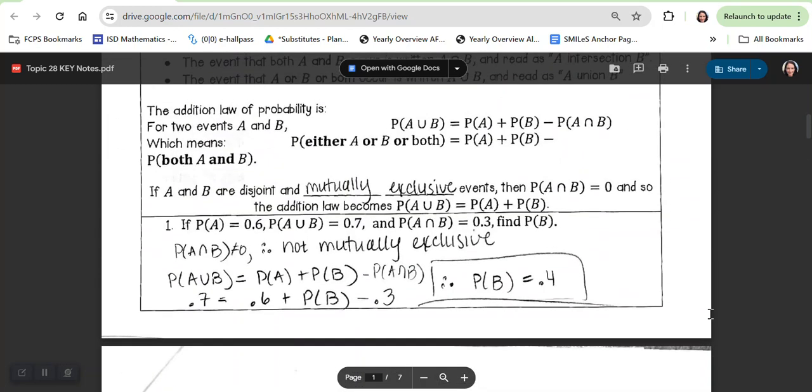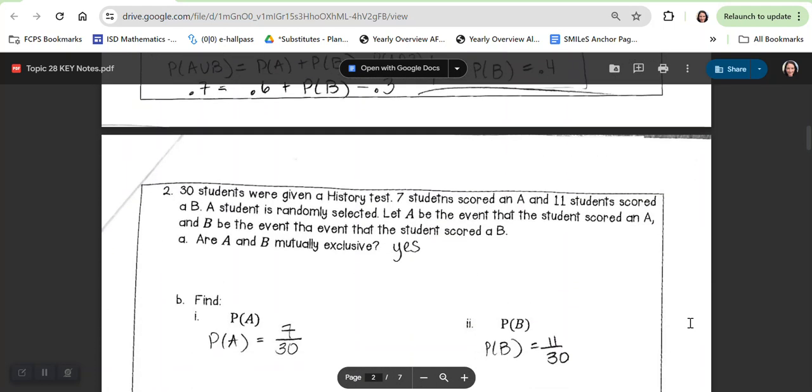Actually, why don't you pause and try the next section? Alright, you should have already paused and given it a try. Let's see how you did.